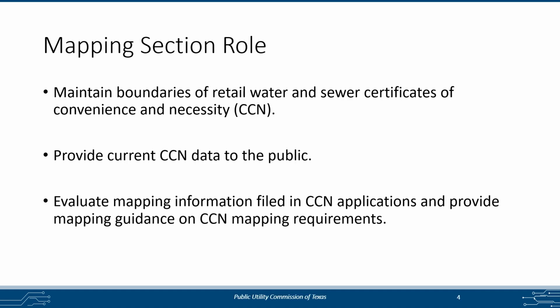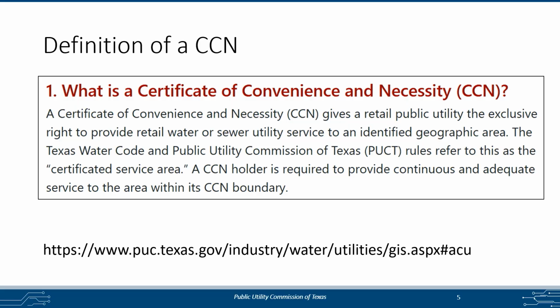So our role at the PUC is mainly to maintain the boundaries of the retail water and sewer certificates of convenience and necessity, also known as CCNs. We also provide current CCN data to the public, which is available on our website to download, but also available on the viewer. And lastly, we also evaluate the mapping information filed in CCN applications and provide mapping guidance to these applicants when they do file applications with the PUC. So these are just our main roles dealing with the water and sewer industry. We obviously have some other roles in electric and telecom, but this is the main focus for water.